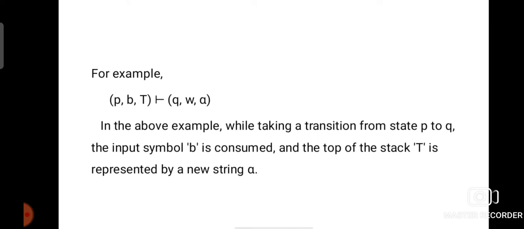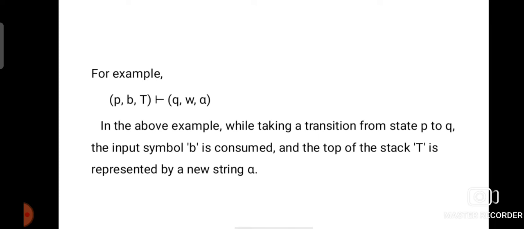Here δ(P, B, T) tends to (Q, W, A). It means this will represent one state transition, that is, during this transition the system is changing from the state P to Q, by consuming the input symbol B, small letter b, and the top of the stack symbol T will be popped, and the new symbol A will be pushed onto the stack. Okay, so these parameters represent what is happening during the state transition.